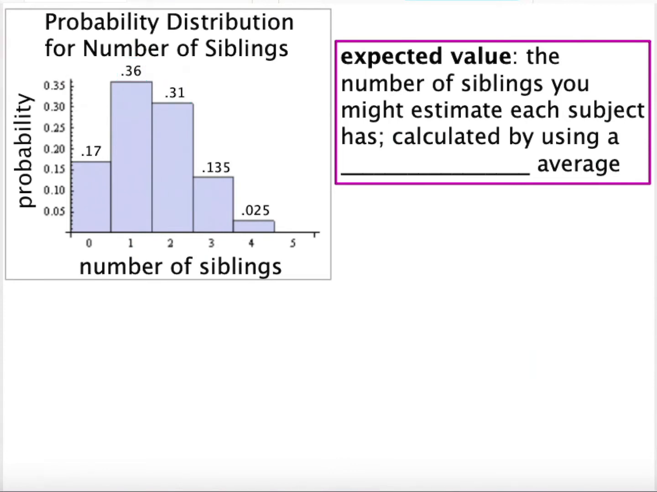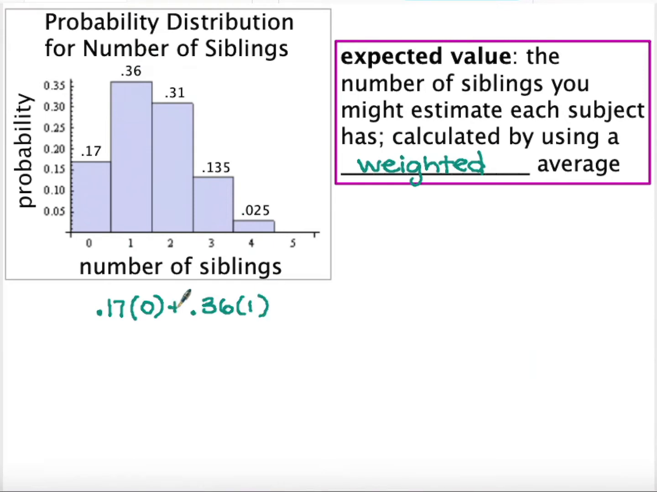So if you're going to ask somebody at random, how many siblings do you have? What would be the expected value? What would be the number of siblings that you could estimate each person has? And that could be calculated just by using a weighted average. So expected value can be thought of as mean. And we can calculate that thinking, okay, well, there's a 17% chance that the person will say they have 0 siblings. There's a 36% chance they'll say 1.